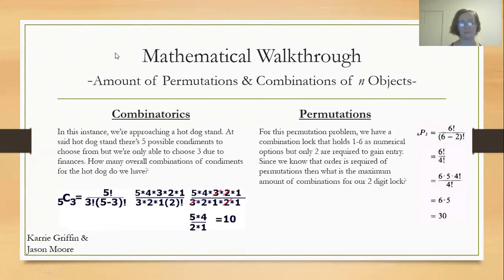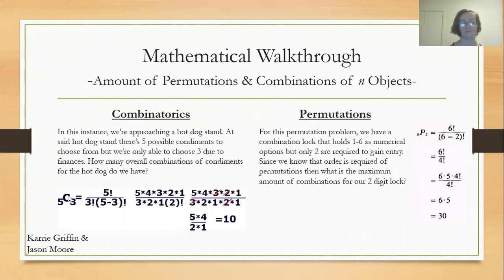So with combinatorics, we're given a problem where we're approaching a hot dog stand. At the hot dog stand, there are 5 possible condiments to choose from, but we're only able to choose 3 condiments due to lack of money. So how many overall combinations of condiments for the hot dog do we have?